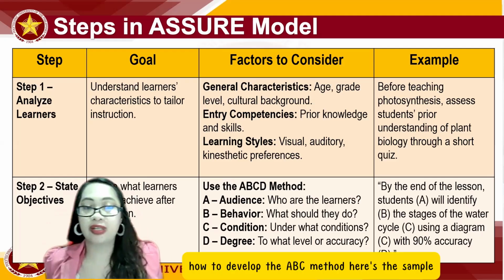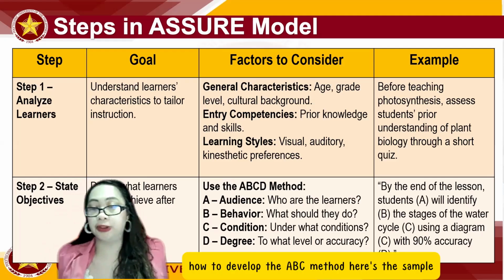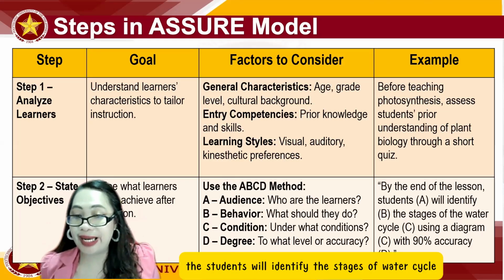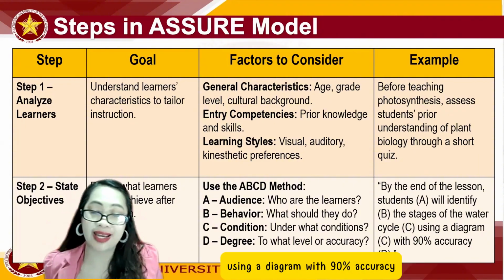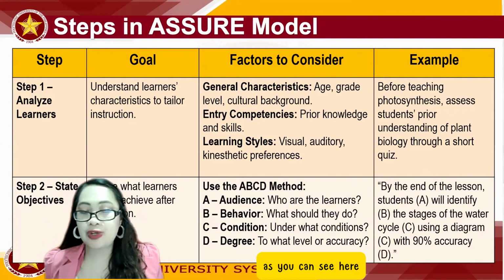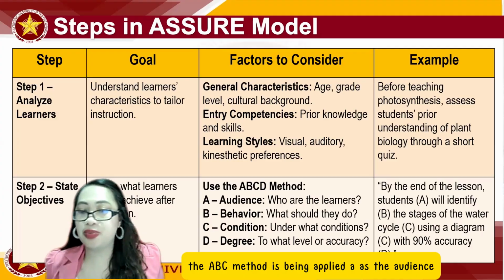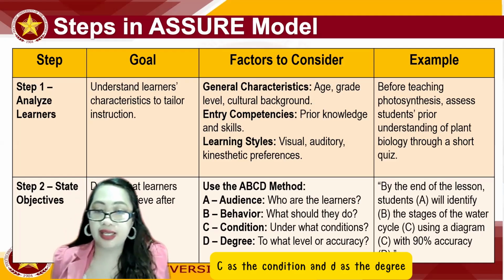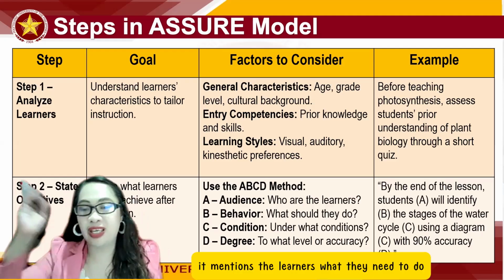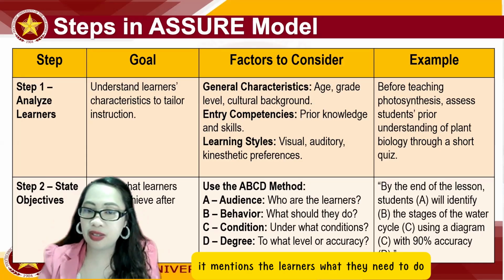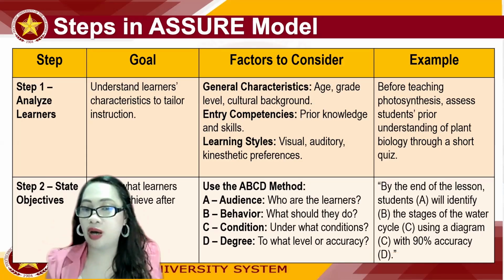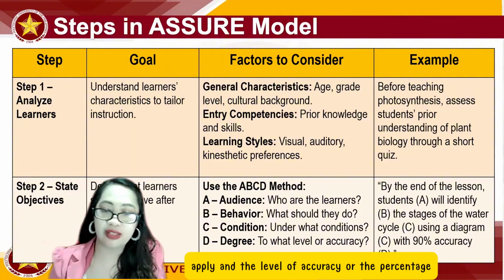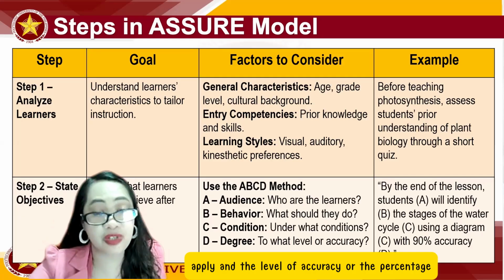For you to better understand how to develop the ABCD method, here's the sample. By the end of the lesson, the students will identify the stages of the water cycle using a diagram with 90% accuracy. As you can see here, the ABCD method is being applied. A as the audience, B as the behavior, C as the condition, and D as the degree. It mentions the learners, what they need to do, what are the conditions that they need to apply, and the level of accuracy. So this is the percentage.